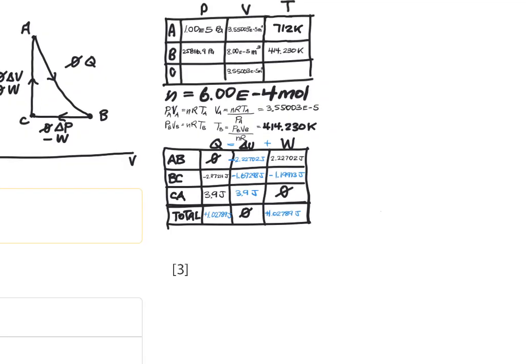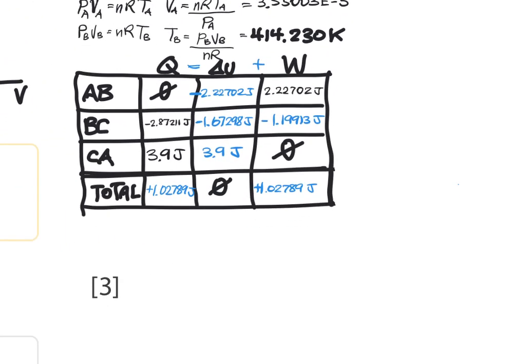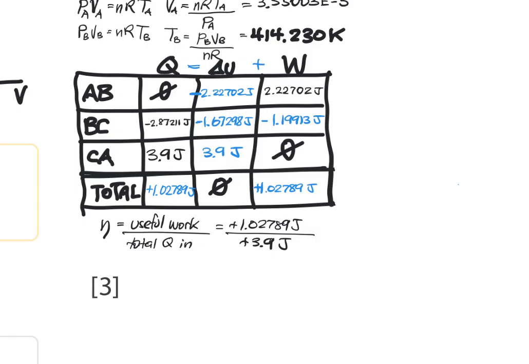And so for efficiency, it asks for the efficiency. I'll just write it here. There are two ways of doing it. Be careful on the heat. The total work put in is not the net. I guess when I write total, I should be saying net because we've got positives and negatives. So the total Q in is the 3.9. It's not asking for the net heat.